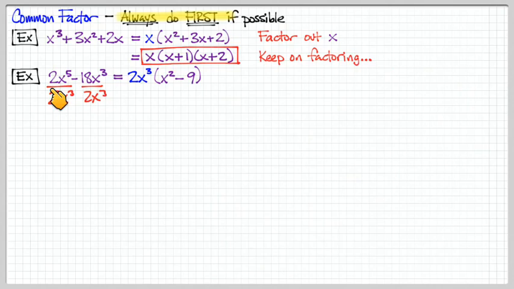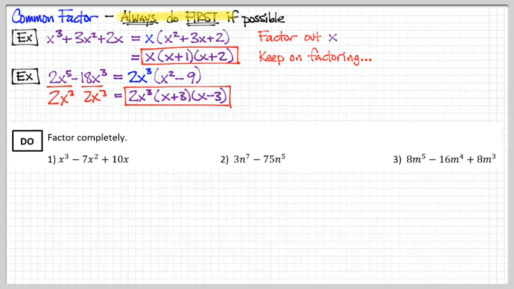If I divide these, x to the 5th divided by x to the 3rd is x squared. And the x cubes reduce down to 1. 18 divided by 2 is 9. Okay, so don't stop here, right? This is a special pattern. X squared minus 9 is x plus 3, x minus 3. Okay, so give these a try. I'll let you work through these, and then we will continue on.